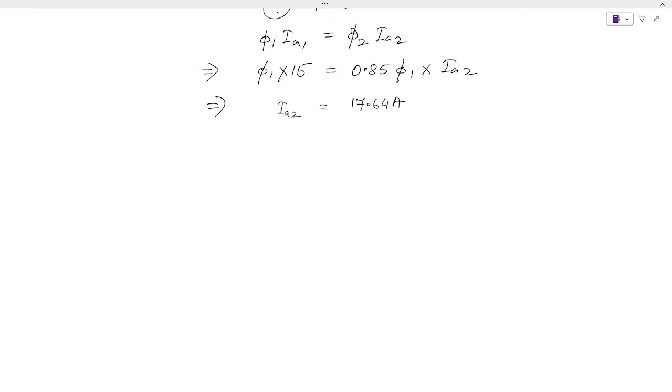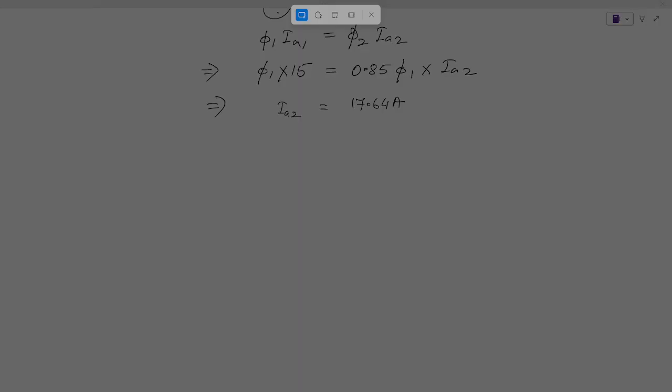Now the next part is to find the ultimate speed after the transient is over.